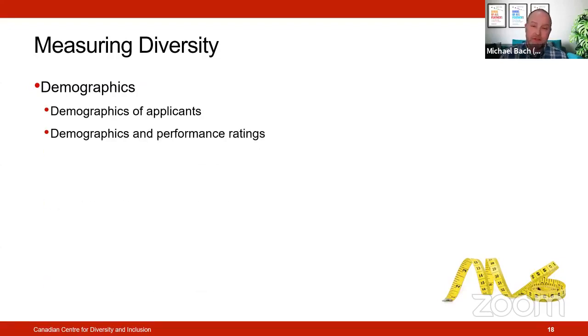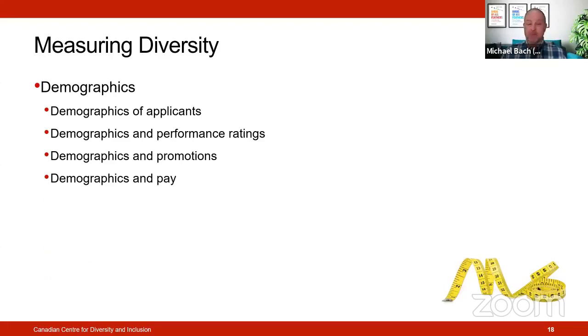You look at demographics and performance rating. Is there a difference between the way one group is rated from a performance perspective versus another? Look at demographics and promotions. Are people being promoted at the same rate regardless of their demographics? And then demographics and pay. This is what we call a pay equity audit, to make sure that people are being paid the same for the same job. Data doesn't lie.